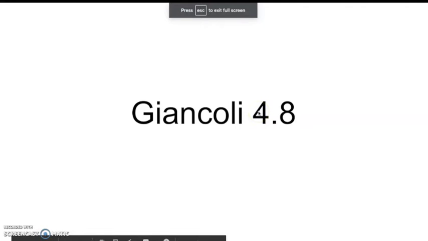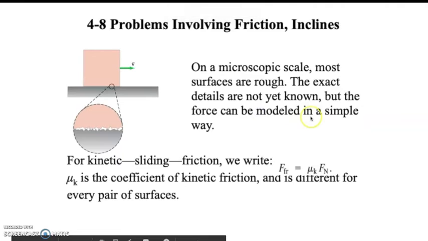Okay, Giancoli 4A. We're just going to talk about friction. When we look at surfaces rubbing against each other, we know that if something's dragging, there's going to be some kind of contact between these two surfaces. This contact between surfaces, when an object's going across it, is called friction.